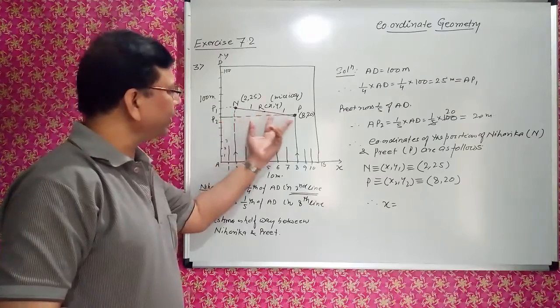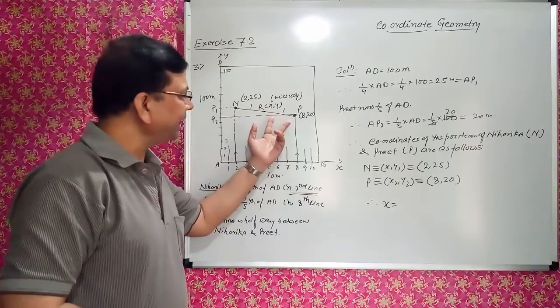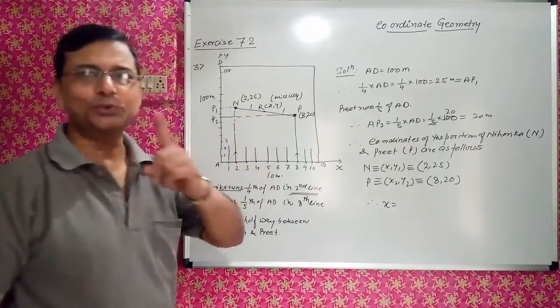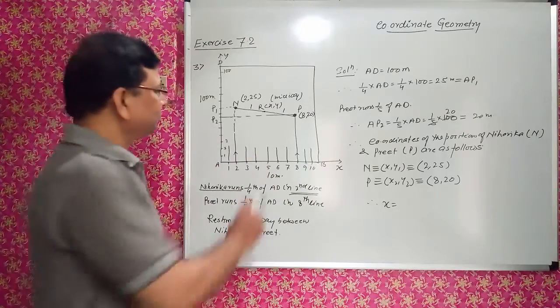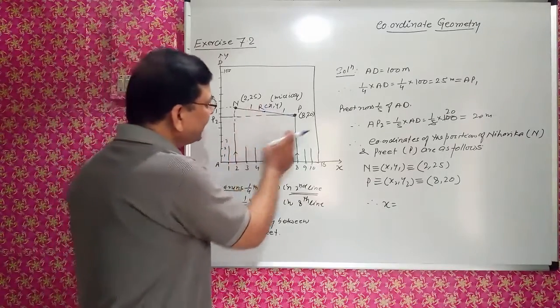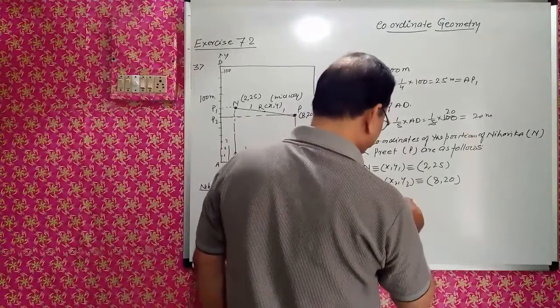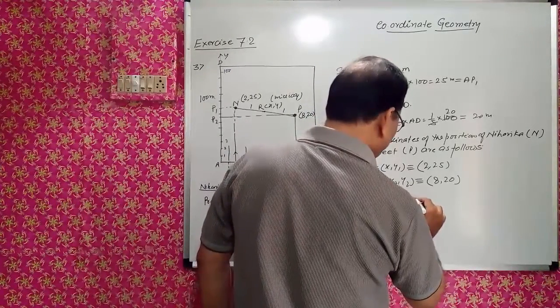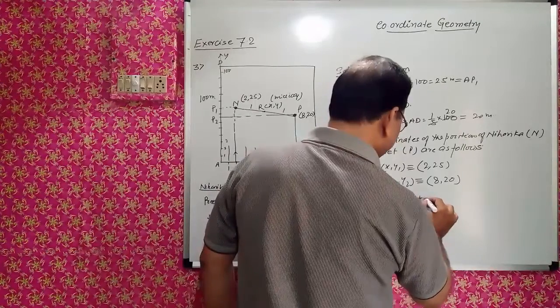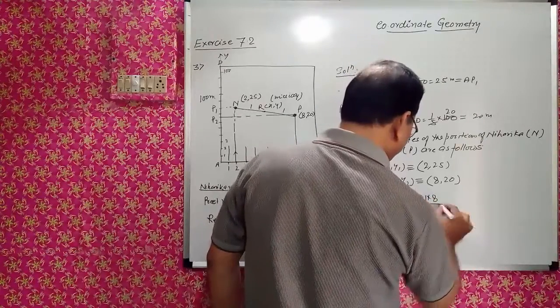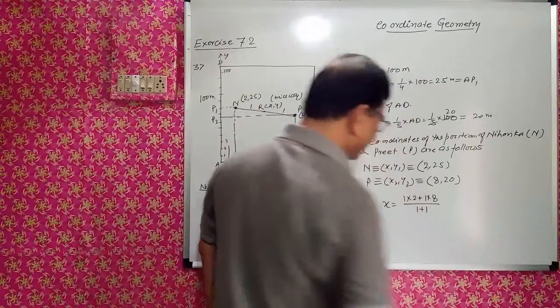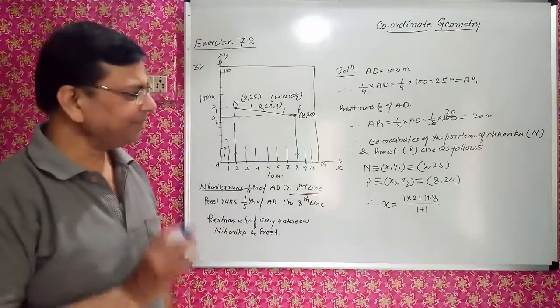Halfway means 1:1. M by M1 by M2 is equal to 1, right? So for midway, 1:1. So 1 into this, 1 into this. So I will write simply 1 into 2 plus 1 into 8 divided by 1 plus 1. There is one formula directly we can do.